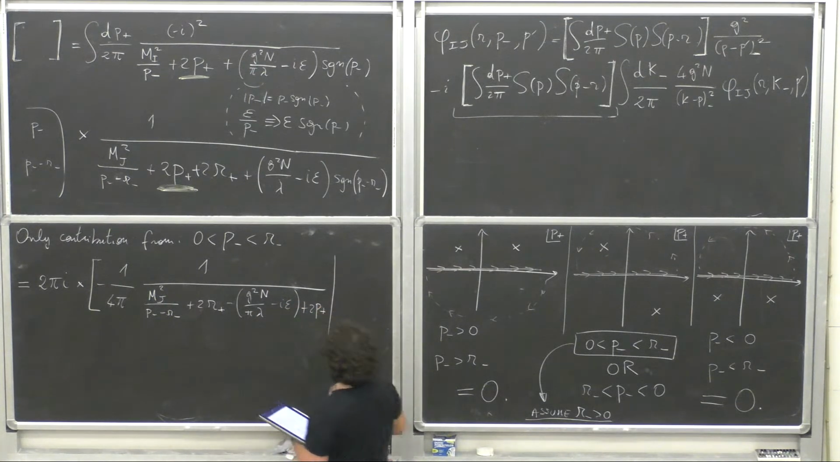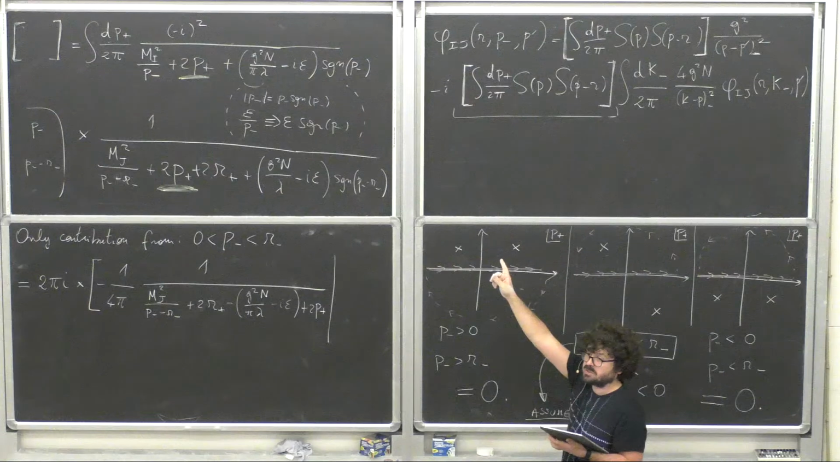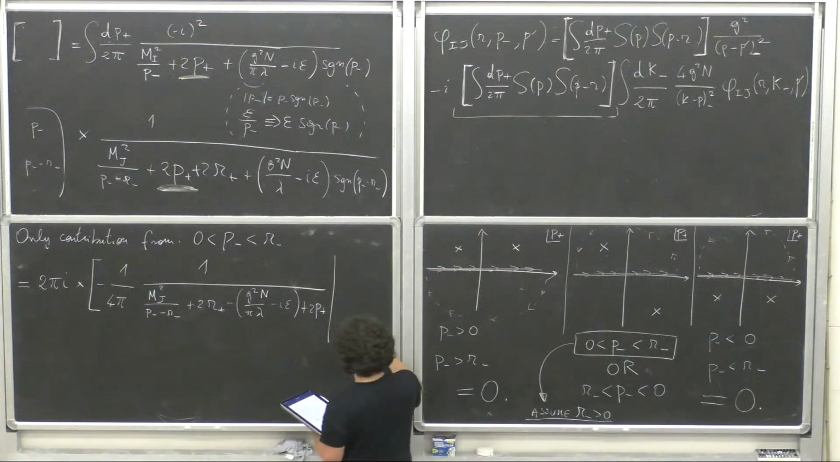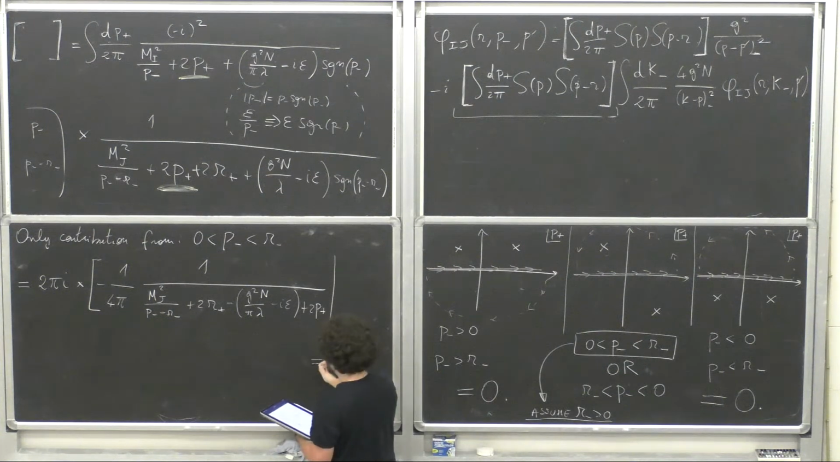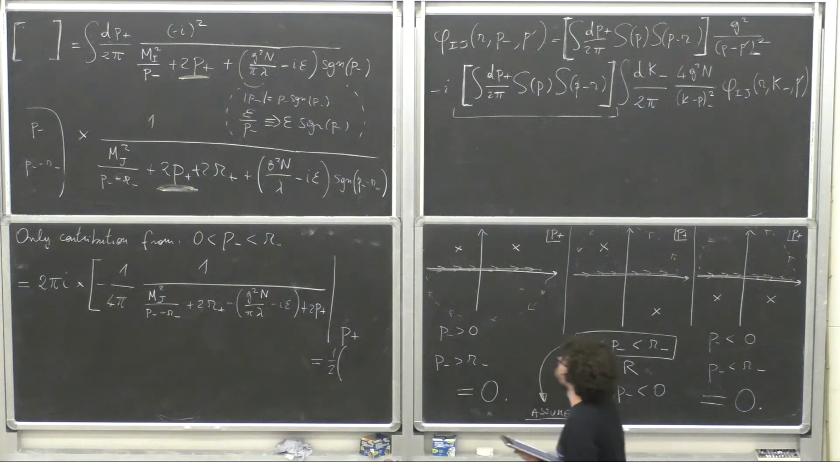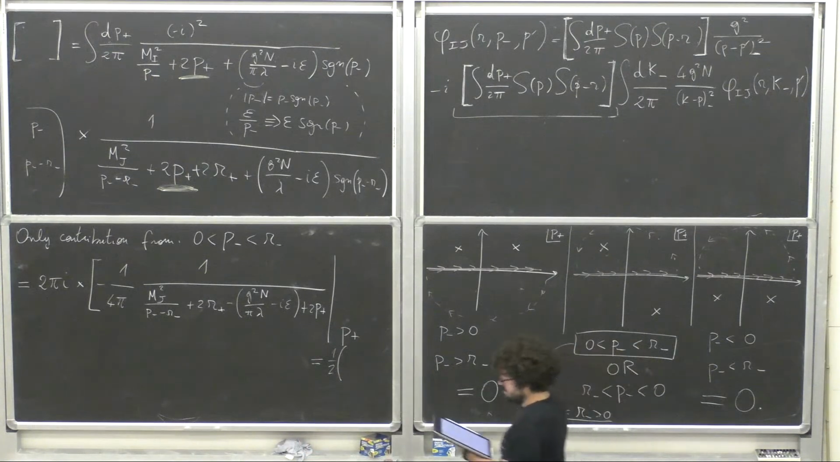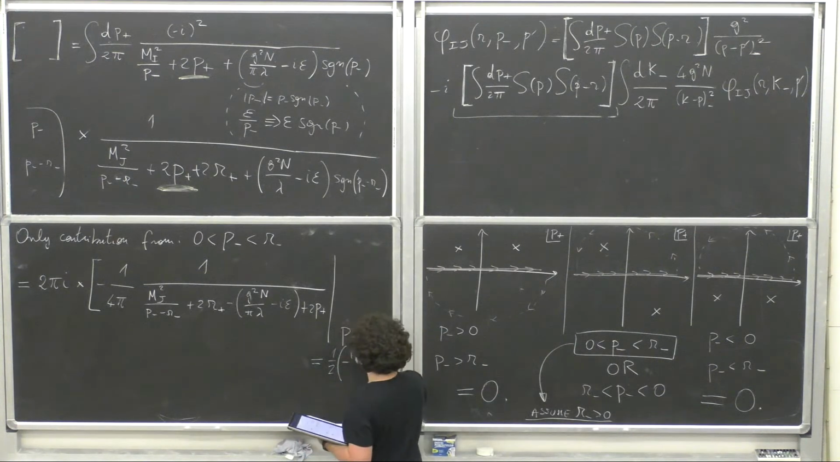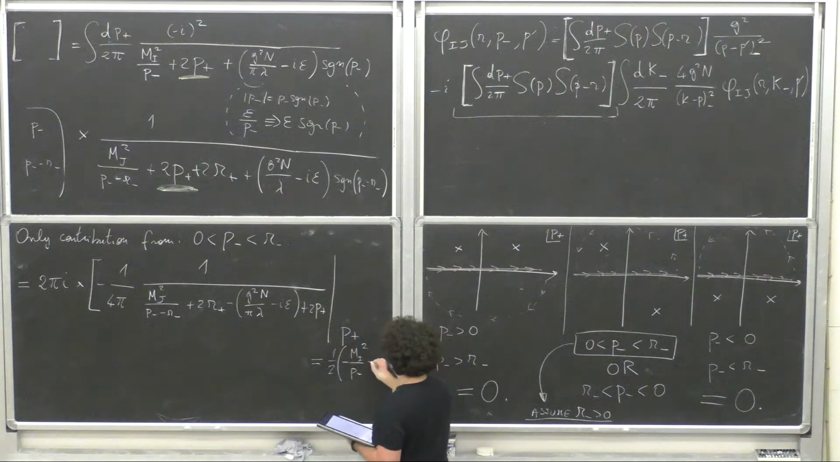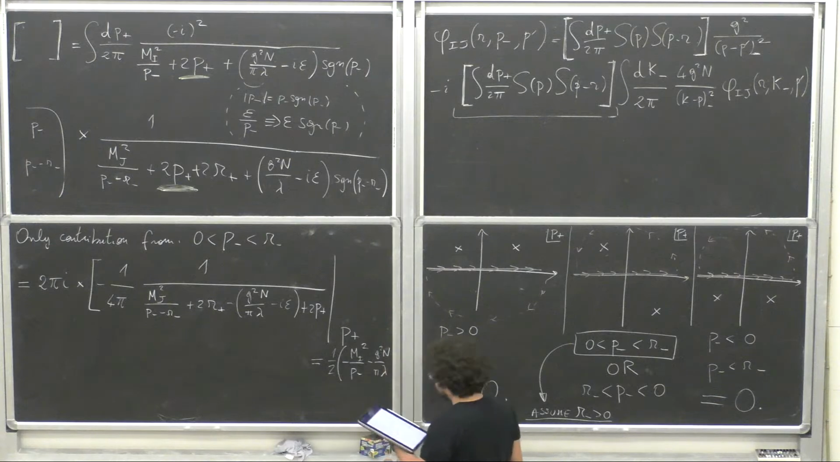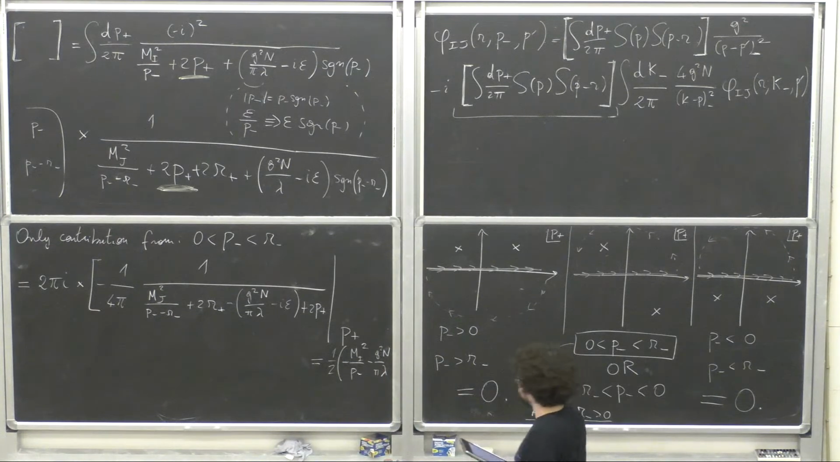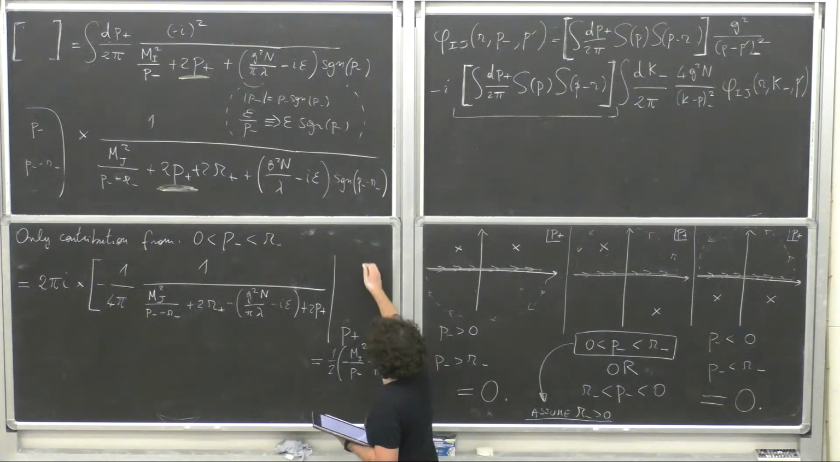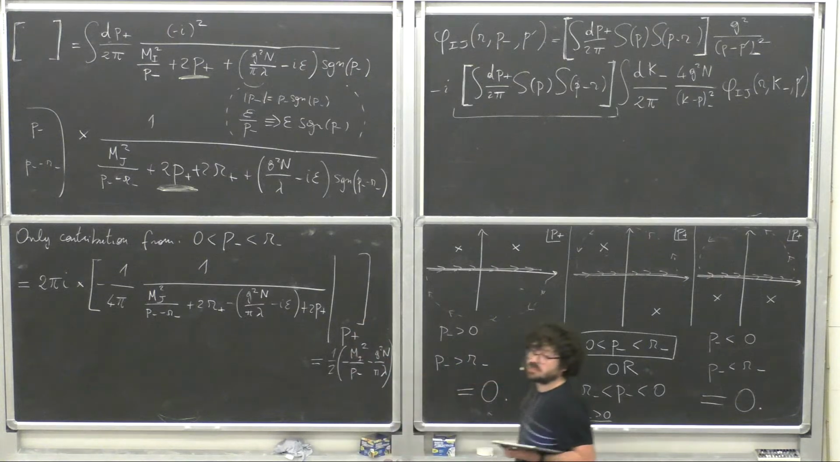I need to evaluate this at the location of the pole that I have there in the first denominator. So pi plus equals 1/2 of minus mi squared over p minus g squared n over pi lambda. Okay? So that's my residue at the pole.